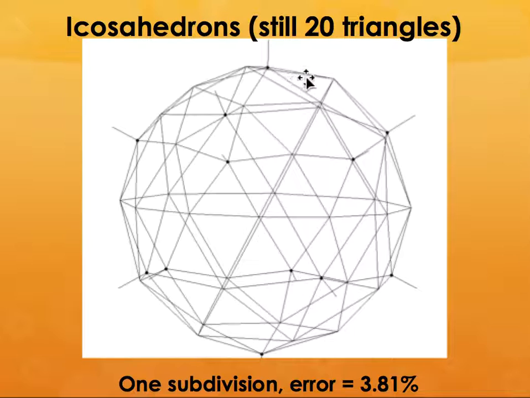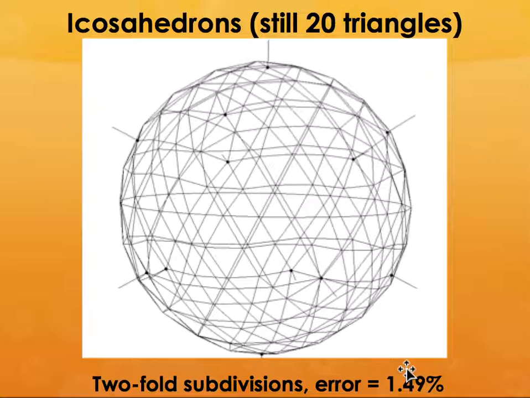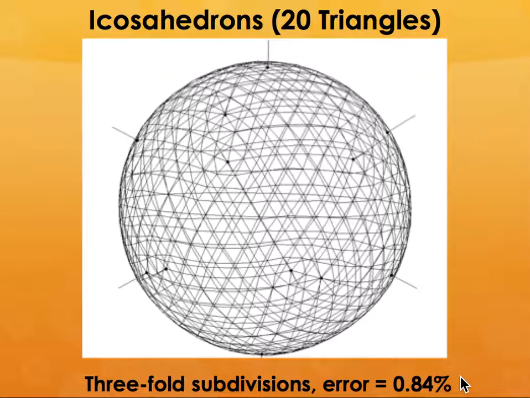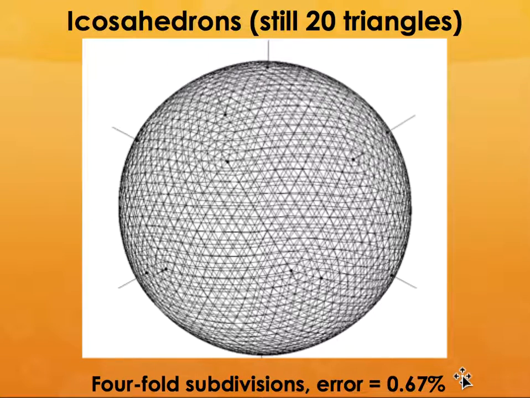If you had icosahedrons with triangles, you can reduce that error to 3.81%. But if you want even less error, you can reduce each of these divisions by twofold. It reduces that down to 1.49%. Threefold means the error goes down to 0.84%, and it can go down to 0.67%.